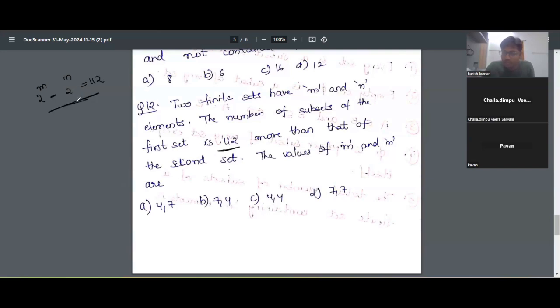Understood this equation? How did I form this equation? Now how do I proceed? I'll simply use the options and substitute values of m and n. I think when I substitute m as 7 and n as 4, I'll get my answer. So this is how you have to solve this sort of question.